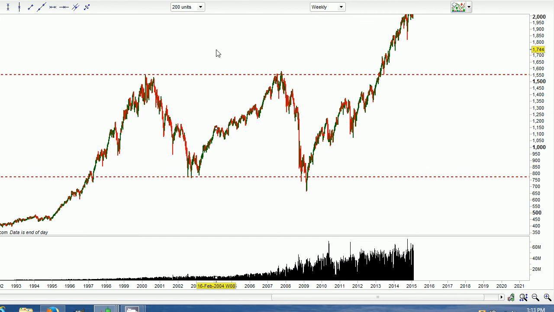So that's basically an overview of support and resistance. I hope you found that handy.